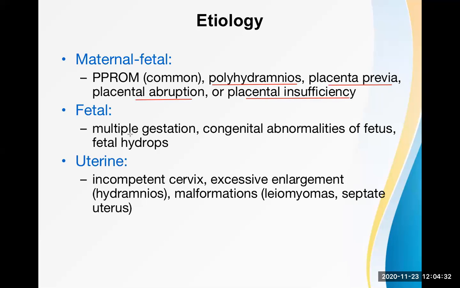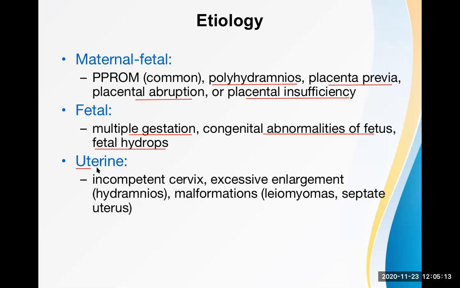From the fetal side, multiple gestation means twin pregnancy. Okay, twin, triplet, quadruplet. These are called multiple gestation. Congenital abnormalities of the fetus, like anencephaly, for example. Okay, anencephaly and fetal hydrops, swollen baby, swollen fetus inside. It may be because of severe congestive heart failure, as a result of erythroblastosis fetalis, or maybe because of alpha thalassemia, severe anemia may develop there, and as a result of that, the baby may be born with severe edema.